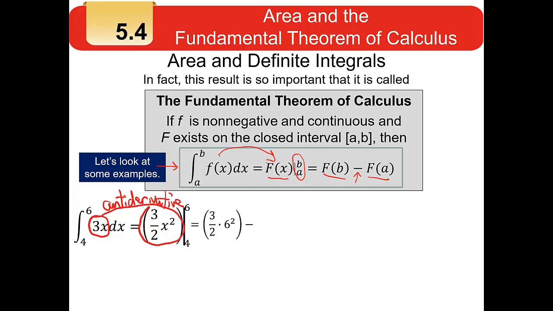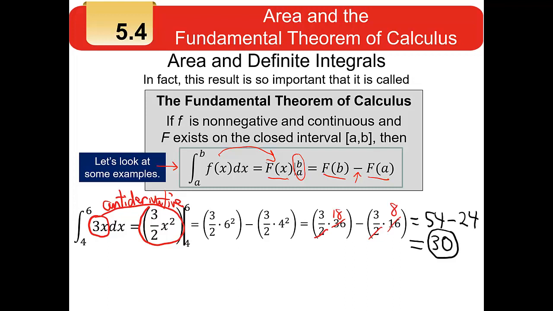That 6 gets squared and multiplied by 3 halves. Then you plug the lower limit in, which is the 4, so the 4 gets squared and multiplied by 3 halves. Of course, 6 squared is 36, and 4 squared is 16, and 3 halves times 36, if you cancel the 2 into the 36, you get 18, and the 2 into the 16, you get 8, and you end up with 54 minus 24, which is 30.